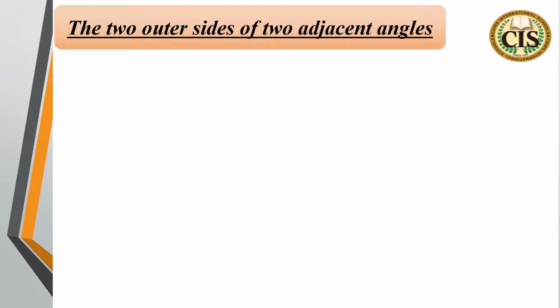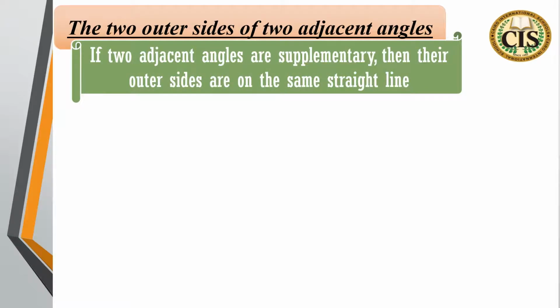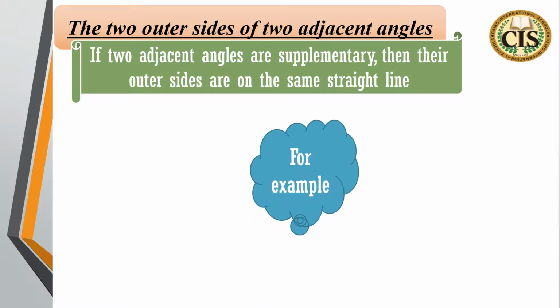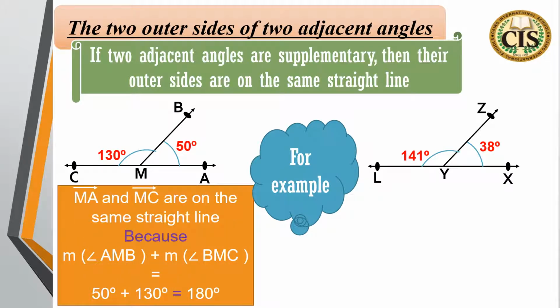The two outer sides of the two adjacent angles. If two adjacent angles are supplementary, then their outer sides are on the same straight line. For example, in the first figure, ray MA and ray MC are on the same straight line because measure angle AMB plus measure angle BMC equals 50 degrees plus 130 degrees equals 180 degrees.